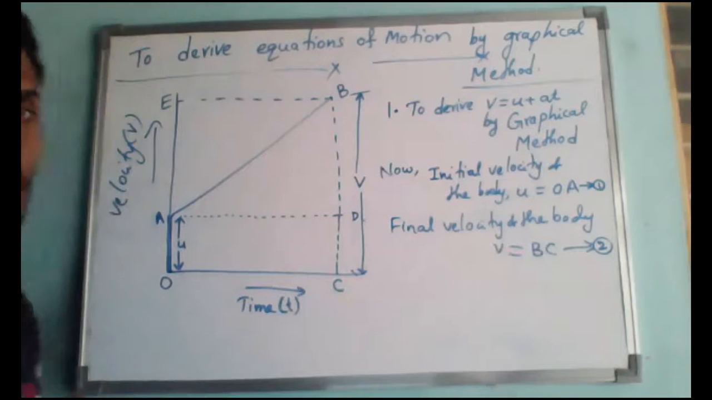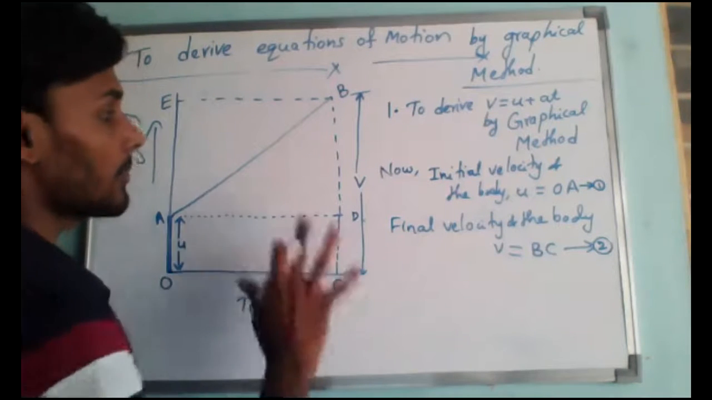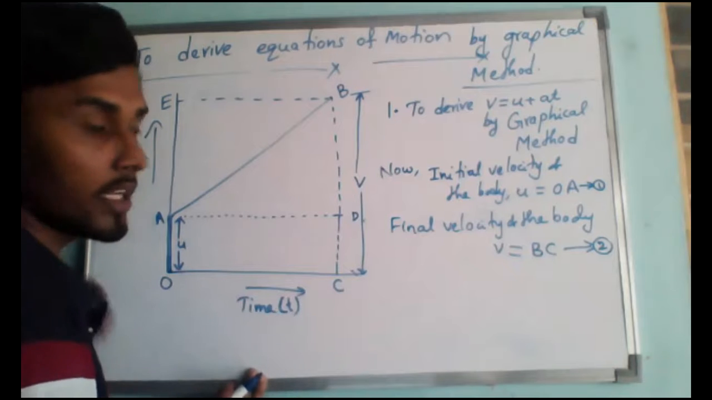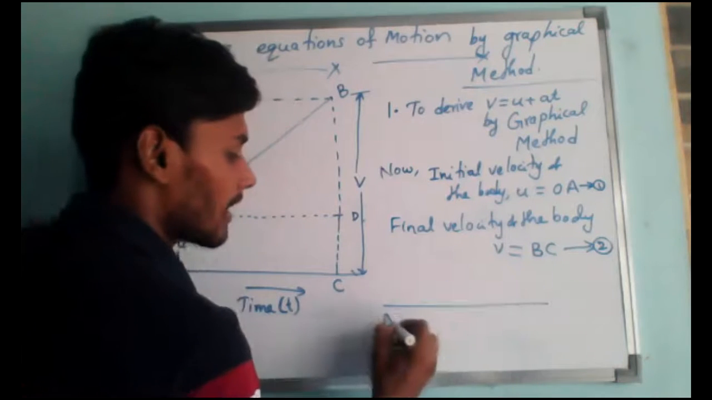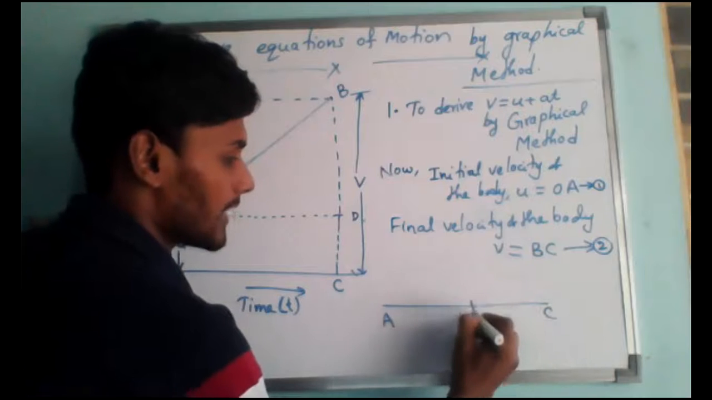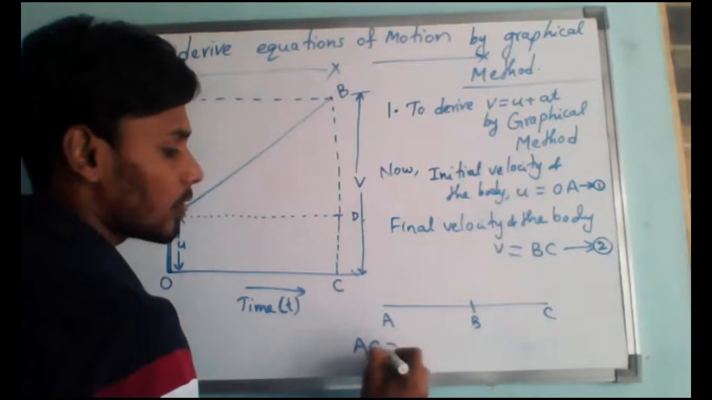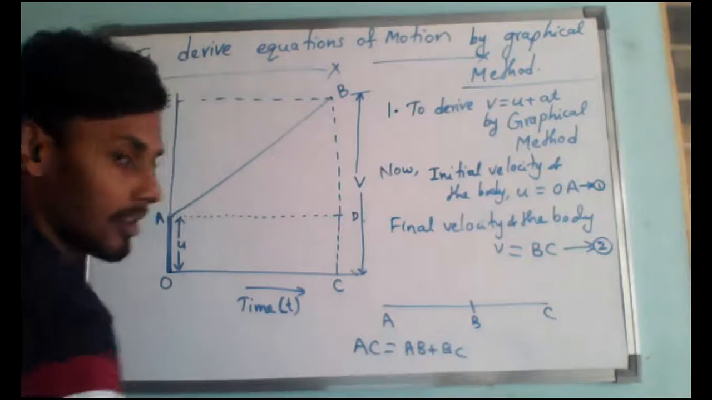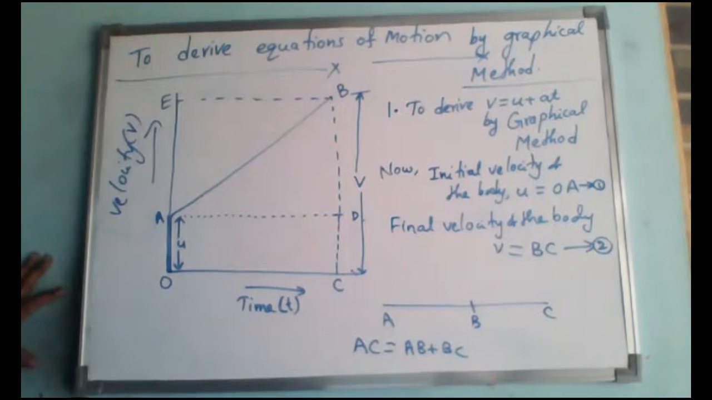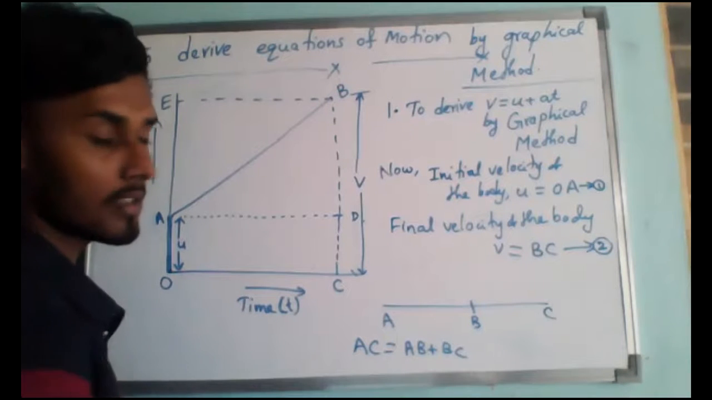Now, in the same way, from the graph, if you observe very carefully, suppose from mathematics you see this is my line AC, and the middle point is B. Now, can I write AC is equal to AB plus BC? Can I write it or not? Yes or no? Yes, sir.